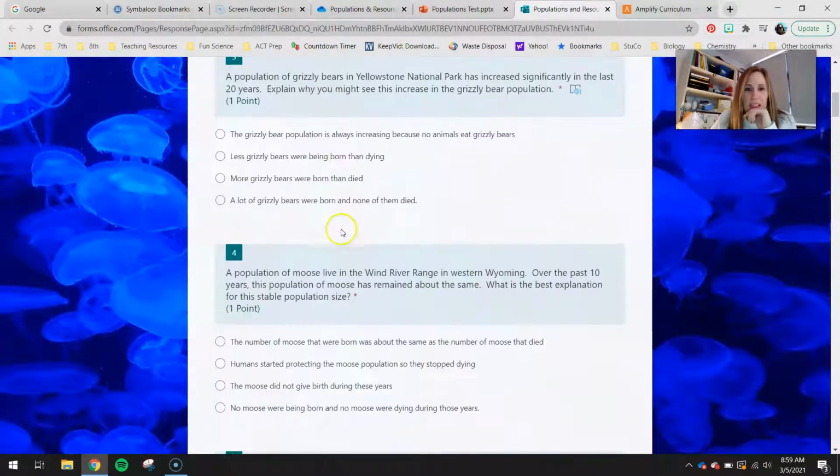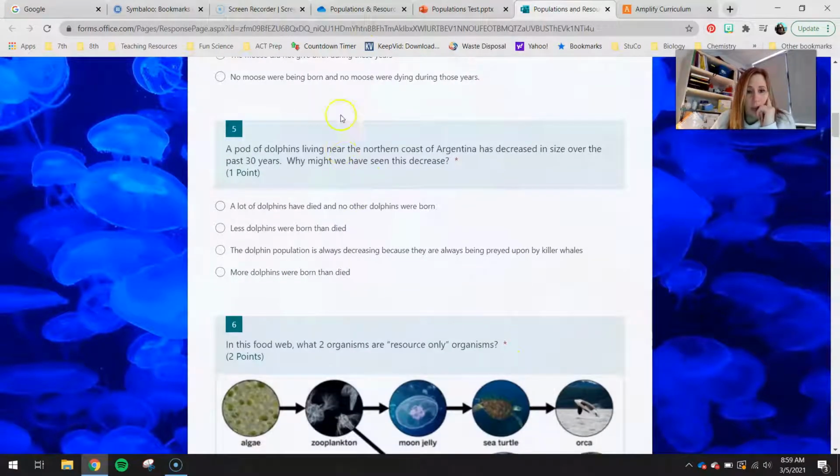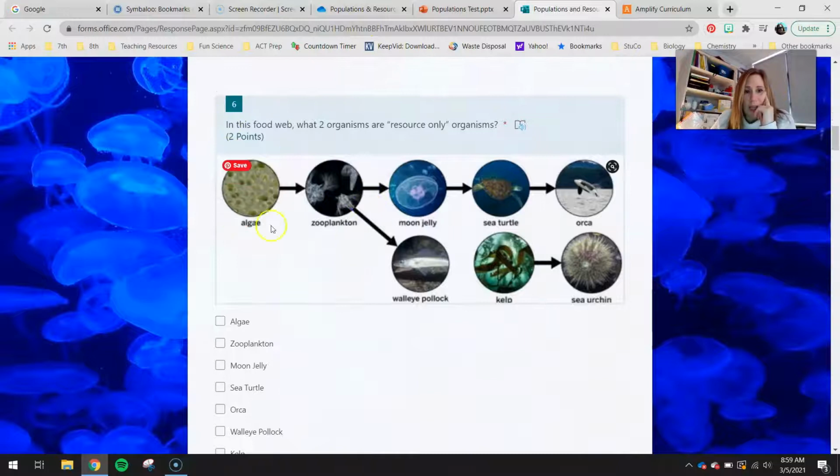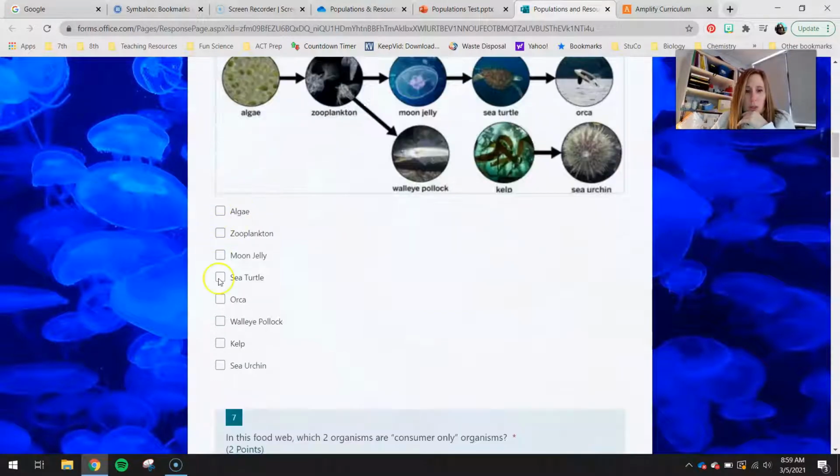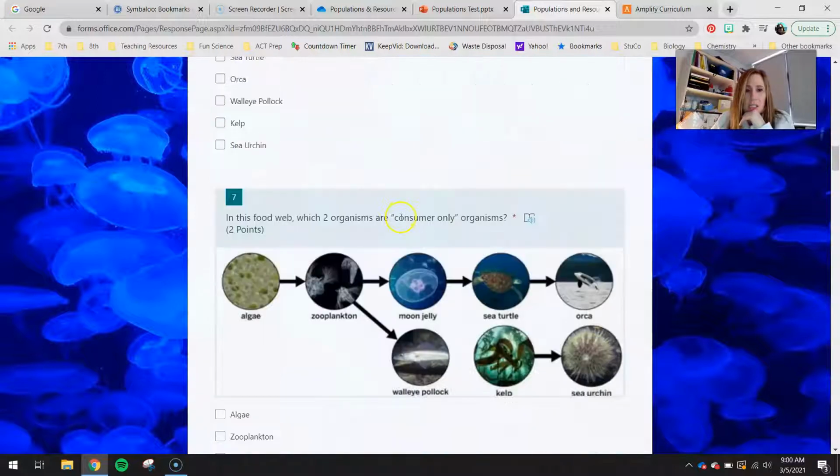All right, then I'm giving you some examples of populations that are either increasing, decreasing, or staying the same. So what is causing the population size to increase, decrease, or stay the same? So that's 3, 4, 5. For 6, you have this food web, which at this point should be very familiar to you. There's kind of 2 food webs here. There's one right here, and then there's this little mini food web with only 2 organisms. So what 2 organisms are resource only? There's 2 you need to check here to get the answer correct.